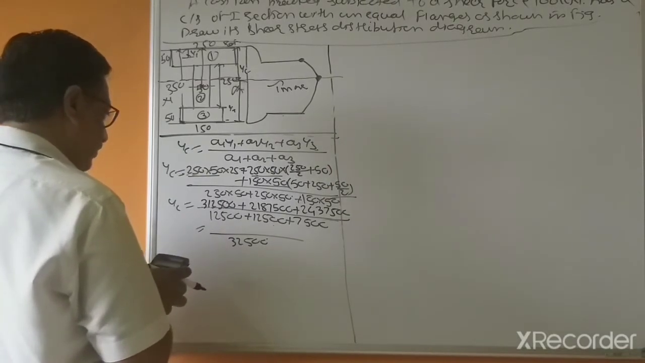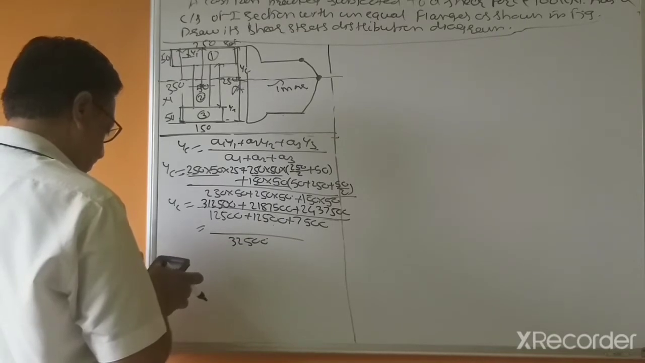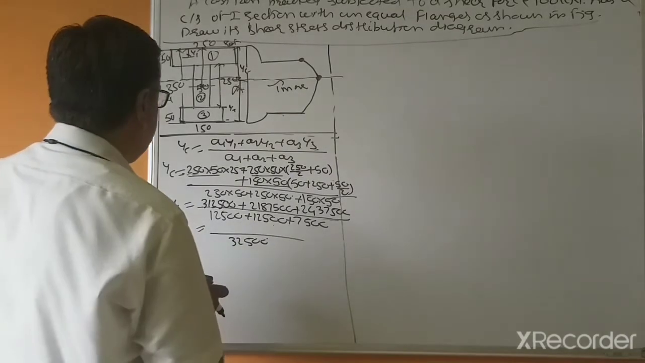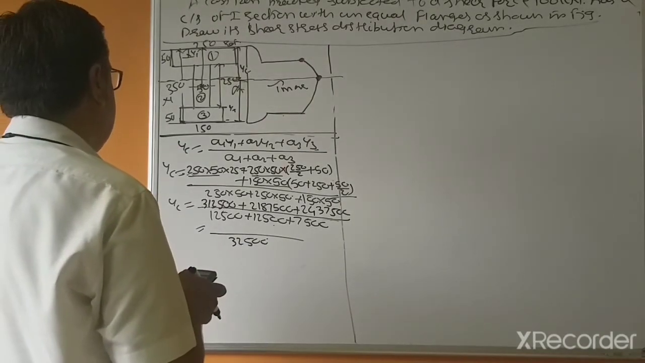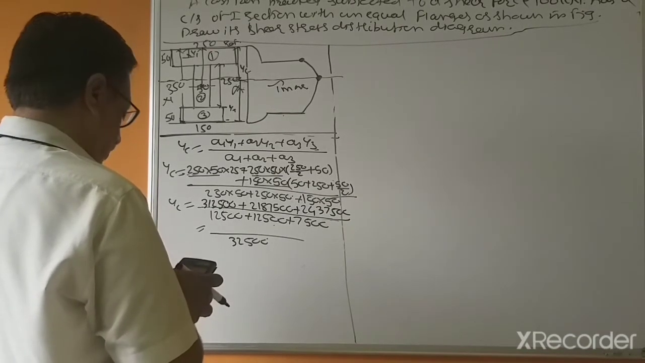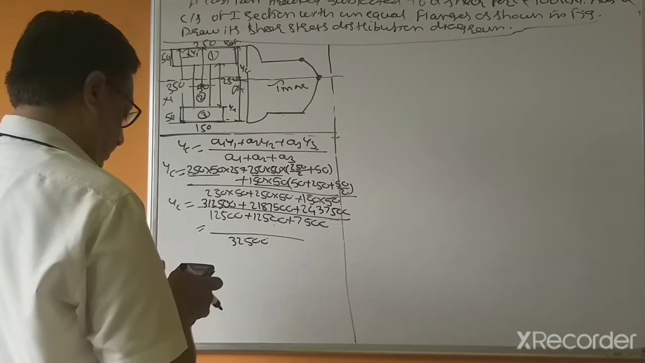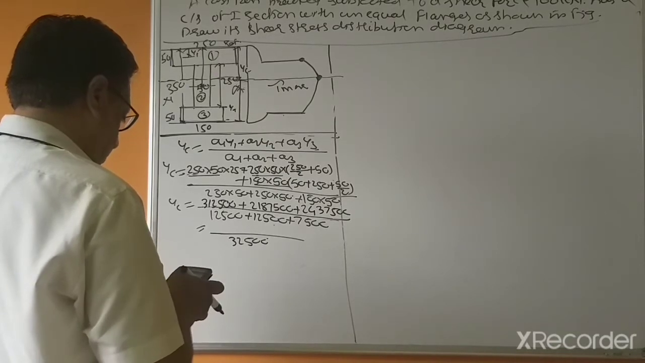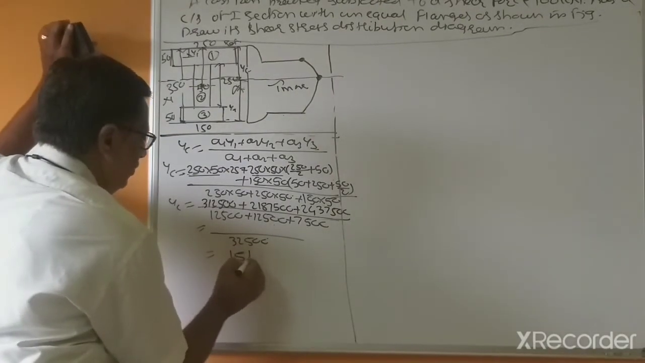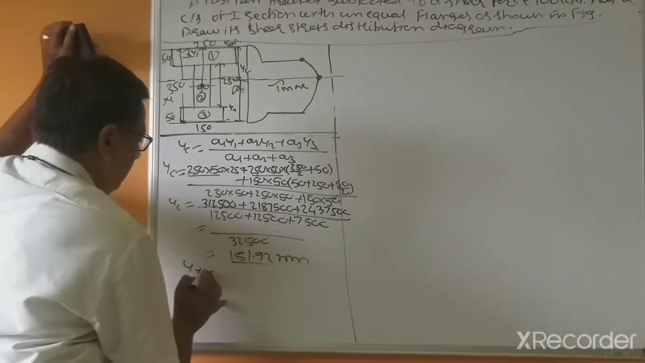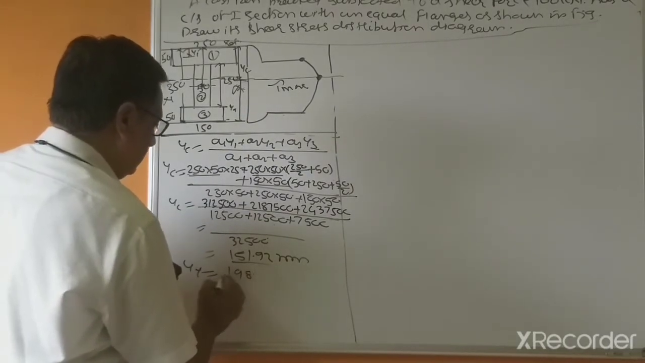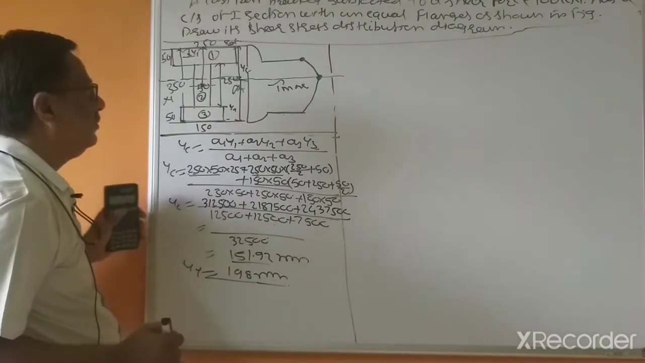plus 50 plus 250 divided by, this is 151.92 mm, and YT equal to 350 minus 151.92, which is 198 mm. So try to understand this.